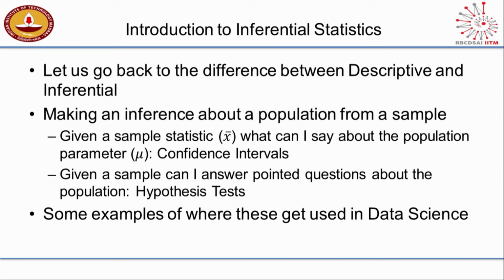I always want to say, if I just reported x bar to you, what have I done? Descriptive statistics. But if I want to use that x bar in some way to say something about mu, I'm going to do inferential, and there are two kinds of things I can say. For instance, I can try to tell you with a certain level of confidence where mu should lie.